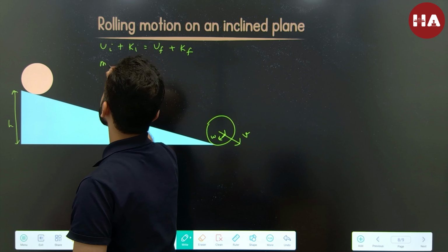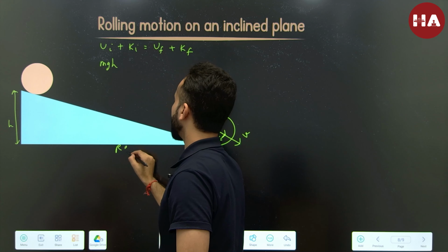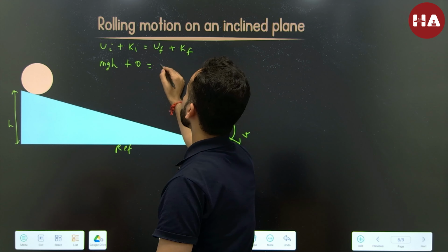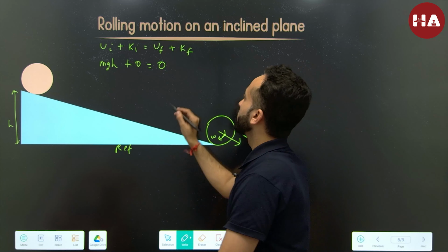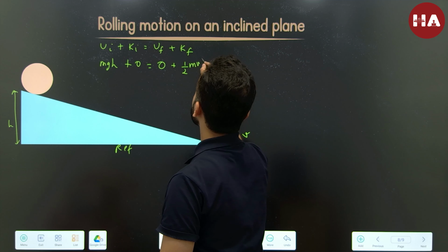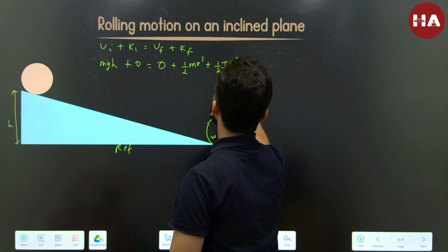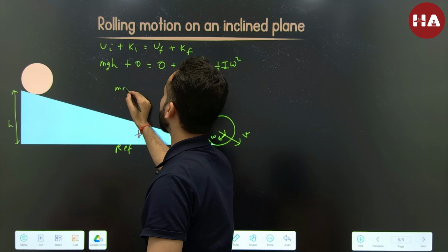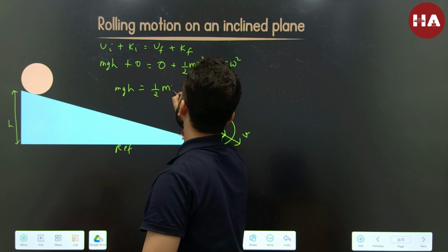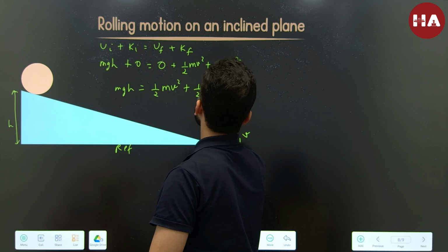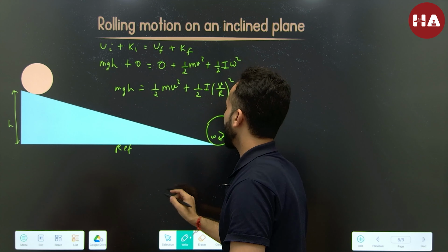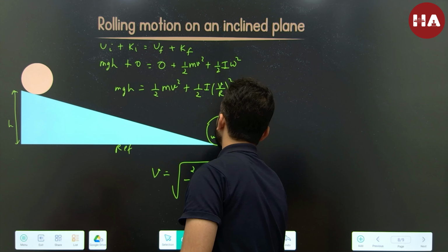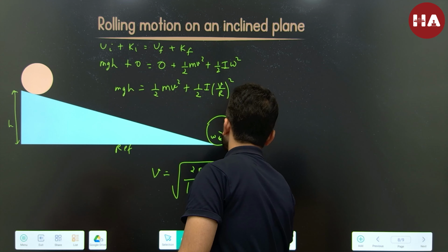So we are going to write initial potential energy as mgh, taking this as the reference level, initial kinetic energy as 0 since it was released, final potential energy as 0 because this is the reference, and final kinetic energy as half mv square plus rotational part. Now develop this habit of writing two terms in kinetic energy, translatory plus rotatory. Now in the very next step, I will write omega as v by r. So what am I getting? I am getting the value of v as under root of 2gh over 1 plus I by mr square.